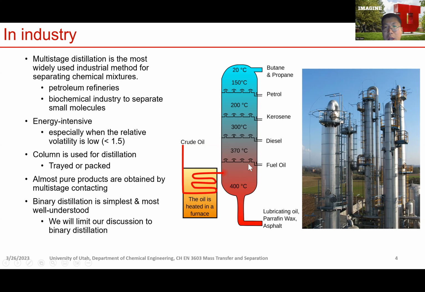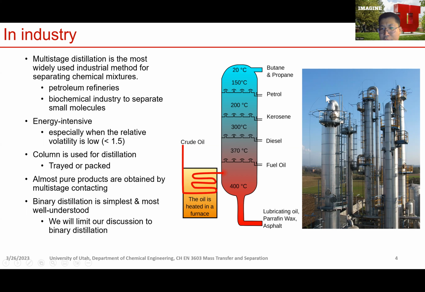So in this case, this is a multi-stage distillation, okay? So we have many different stages that operate at different temperatures, okay? So basically then, as it goes up, temperature decreases, then you will have your exiting component with lower boiling point. That's how we can produce fuel oil, diesel, and even small hydrocarbons like butane and propane from petroleum, right? And this is what a real distillation column or tower looks like in industry, right?